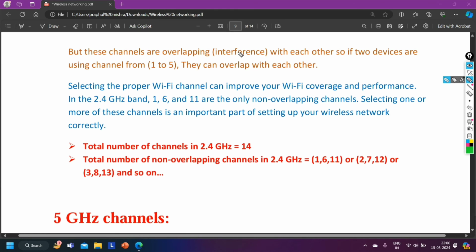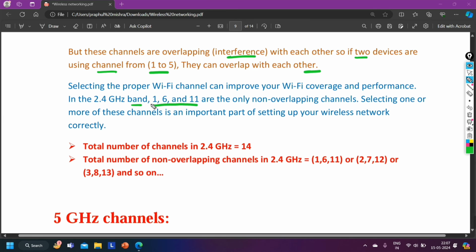But these channels are overlapping, meaning they interfere with each other. So if two devices are using channels from 1 to 5, they can overlap with each other, right? So selecting the proper Wi-Fi channel can improve your Wi-Fi coverage and performance. In the 2.4 GHz band, channels 1, 6, 11 are the only non-overlapping channels.